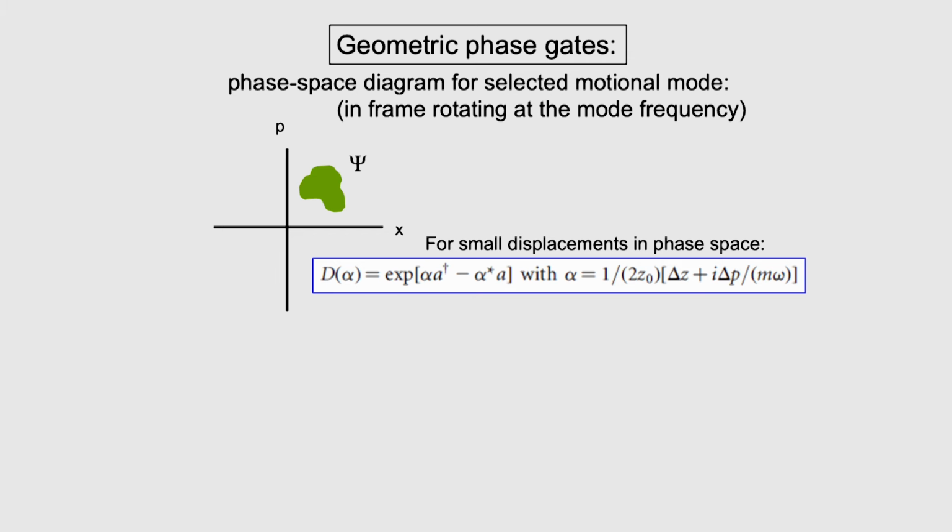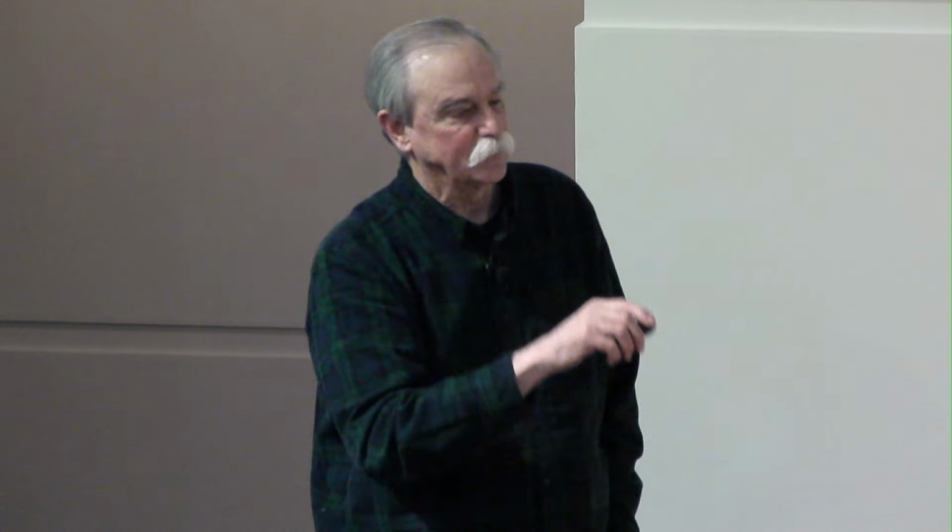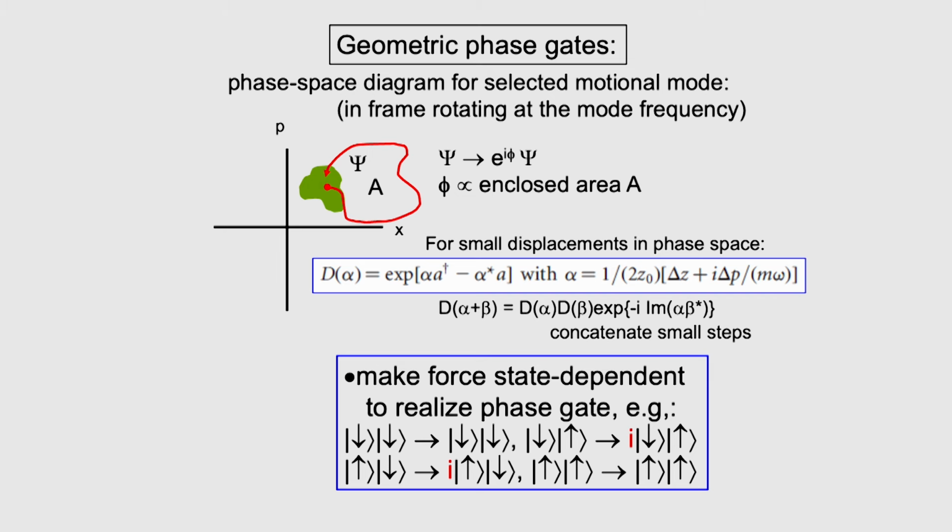Independent of the kind of path, we tend to think about a circular path, but we can think of this path as being done in small steps, and we can concatenate the steps to realize the situation where we make a closed path in phase space. We adjust things so that the phase this picks up is, for example, -1, or some interesting simple phase that we pick up on the states that we're driving. And we can make this logic gate that I described before between our two spin states.